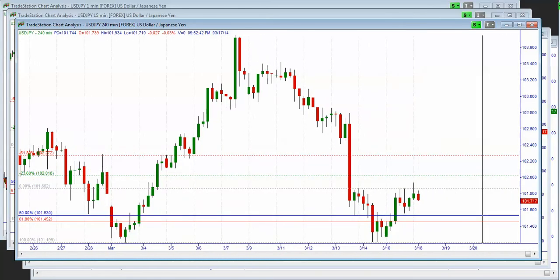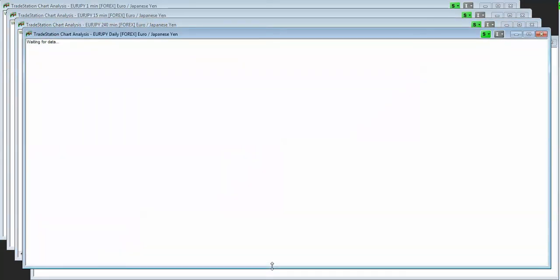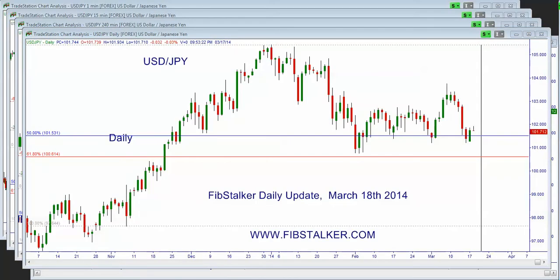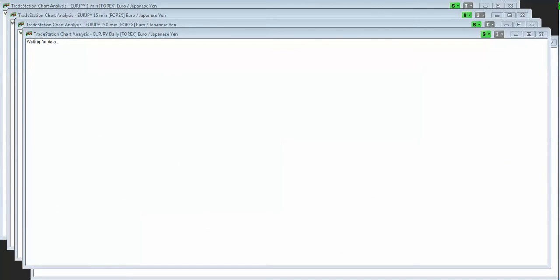Moving to the euro versus Japanese yen. Again, all these Japanese yen majors found support today, and as we see from this market as well, it is loading data. It's a little bit slow, so let's see.